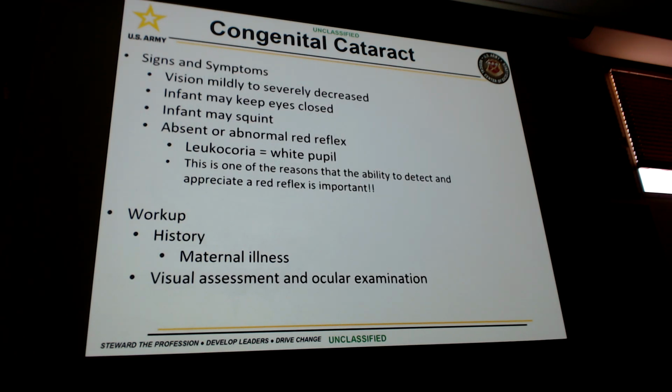It's hard to test vision on an infant, okay, because they can't read. So you've got to look for other things. Leukocoria is one of the main things you can look for. So that white pupil. You shine your pen light in the patient's eye, and if it's got a white reflex instead of a red reflex, that is leukocoria. Okay.